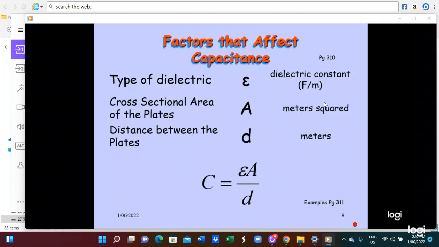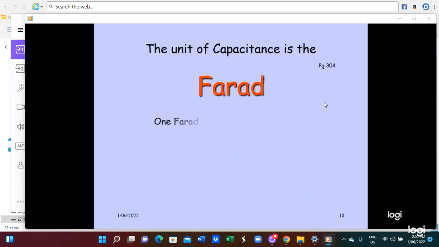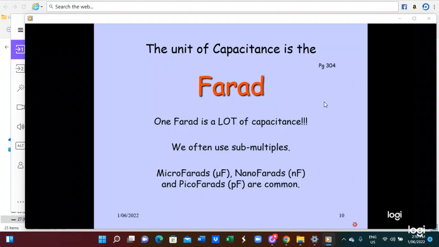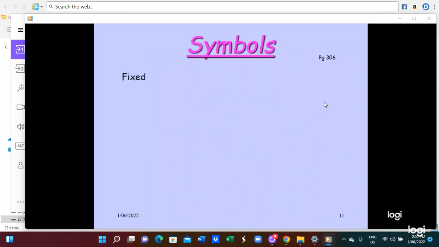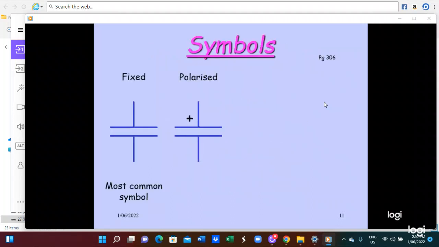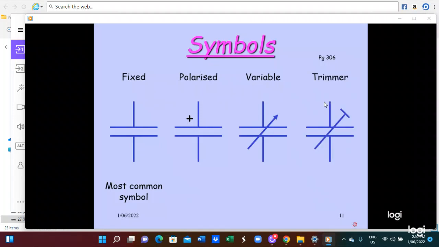The unit of capacitance is the farad. One farad is a large capacitance, so we also use the microfarad and the picofarad. For the symbols, the fixed capacitor is the most common symbol. Polarized, variable, and trimmer are the other kinds of capacitor symbols.